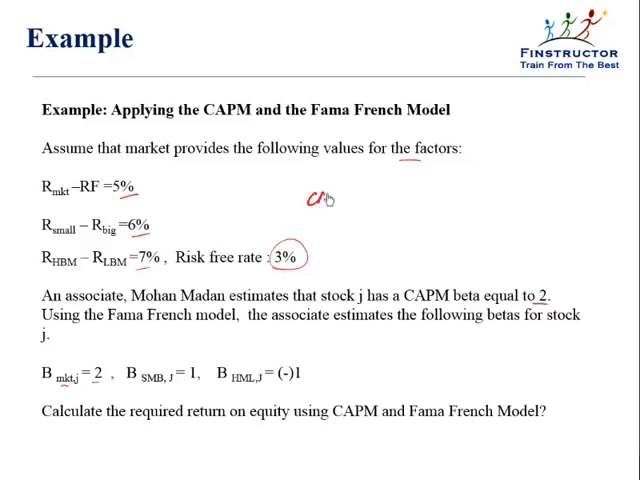Let's first do it using CAPM. The risk-free rate is given to be 3%, beta is given to be 2, and RM minus RF is given to be 5%. So this comes out to be 13%.